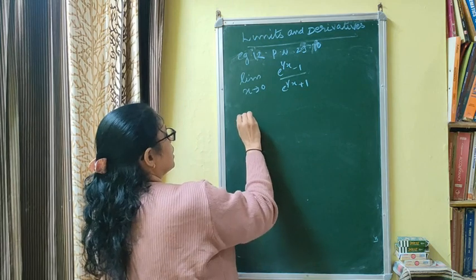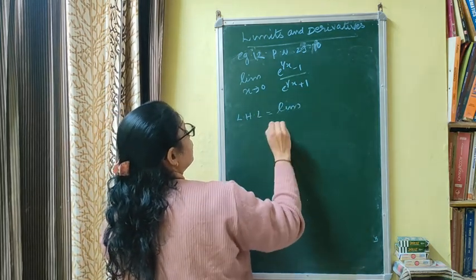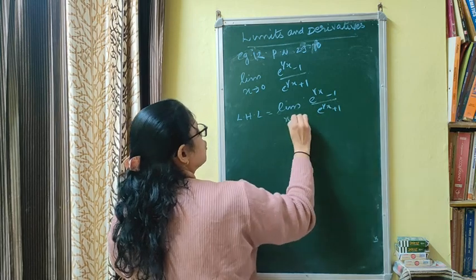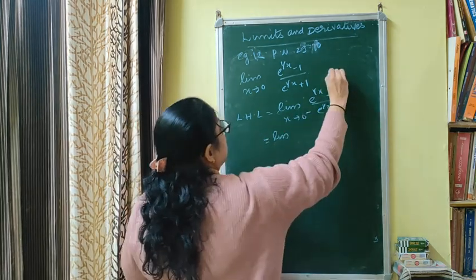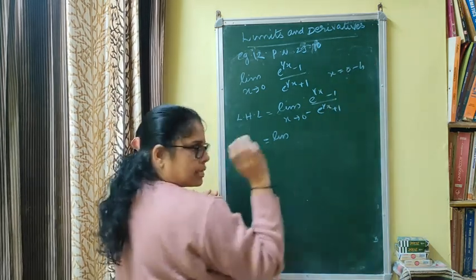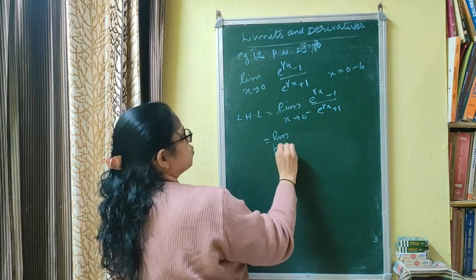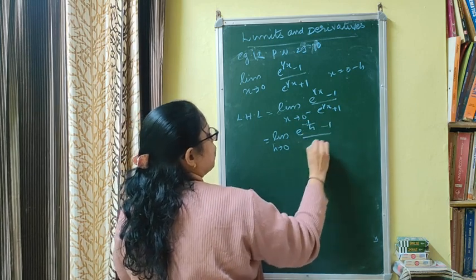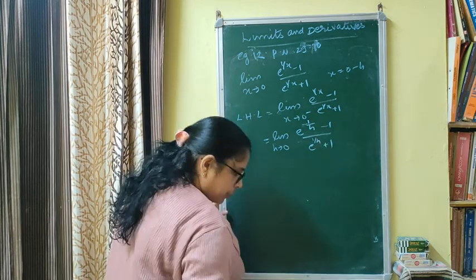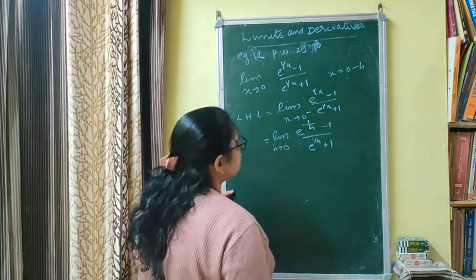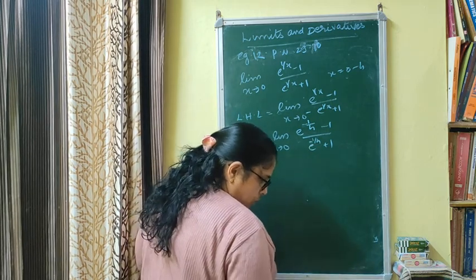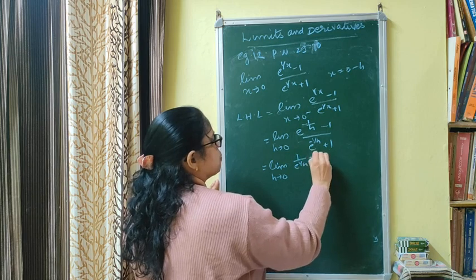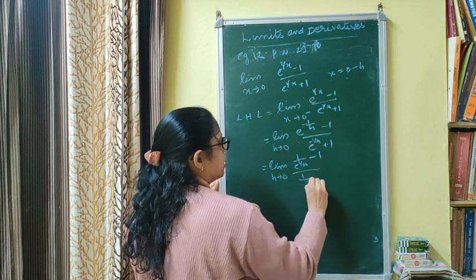Now the left hand limit is equal to limit of e power 1 by x minus 1 upon e power 1 by x plus 1, x tends to 0 minus, that means x equal to 0 minus h. x tends to 0 means h will always tend to 0. Limit h tends to 0 of e power minus 1 by h minus 1 upon e power minus 1 by h plus 1. Now if you solve this, by converting into positive sign, you will get 1 by e power 1 by h minus 1 upon 1 by e power 1 by h plus 1.